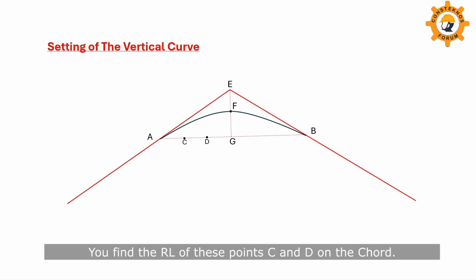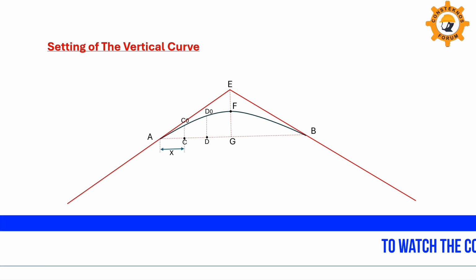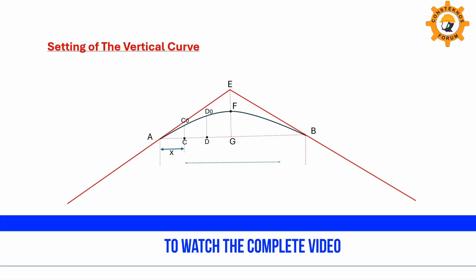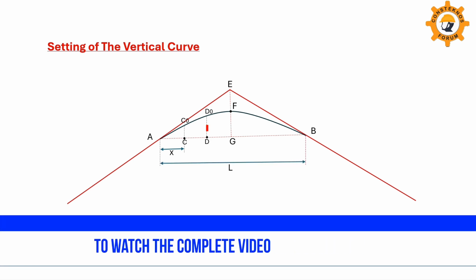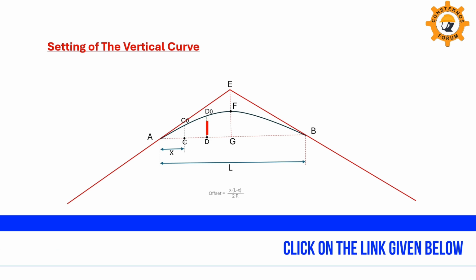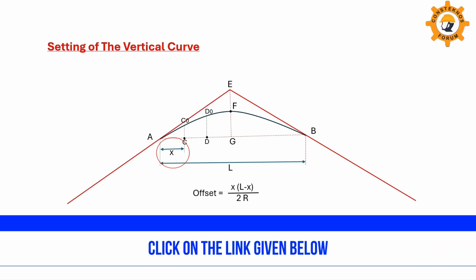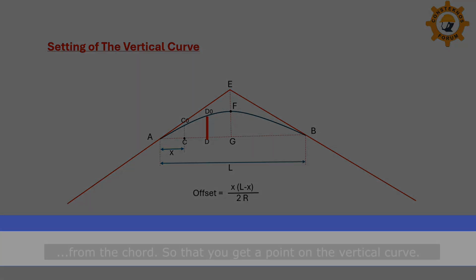You find the RL of these points C and D on the chord, and then you find out the chord deflection on CC' and DD'. This is X. This is the length of the curve L. This offset is calculated using this equation. At any distance x, you can find out what is the offset from the chord.